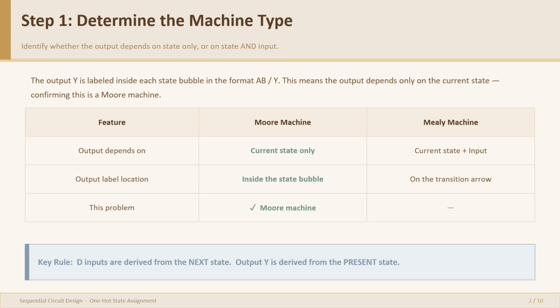When the output is written inside the state bubble, the output depends only on the current state, not on the input. We call this a Moore machine. For comparison, if the output were written on the transition arrows instead of inside the bubble, it would depend on both the current state and the input. That type is called a Mealy machine. In this problem, we have a Moore machine.